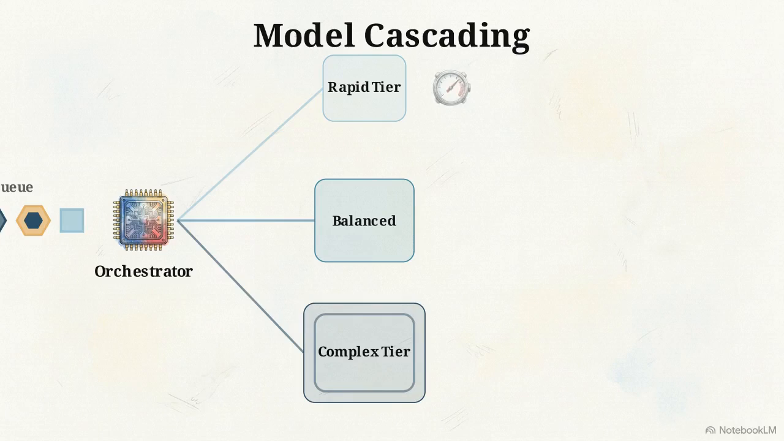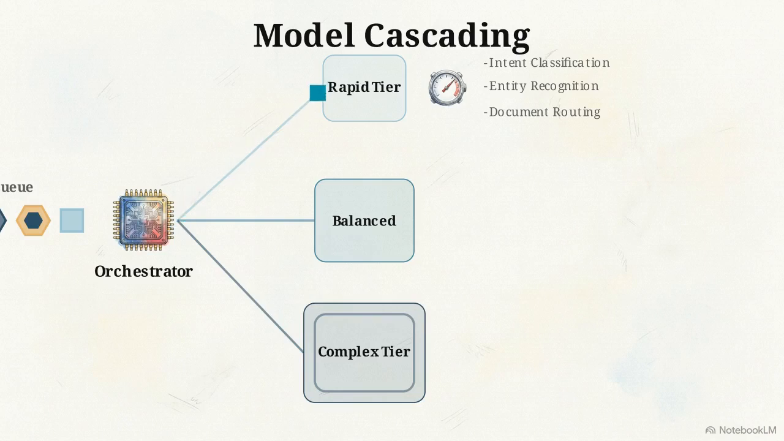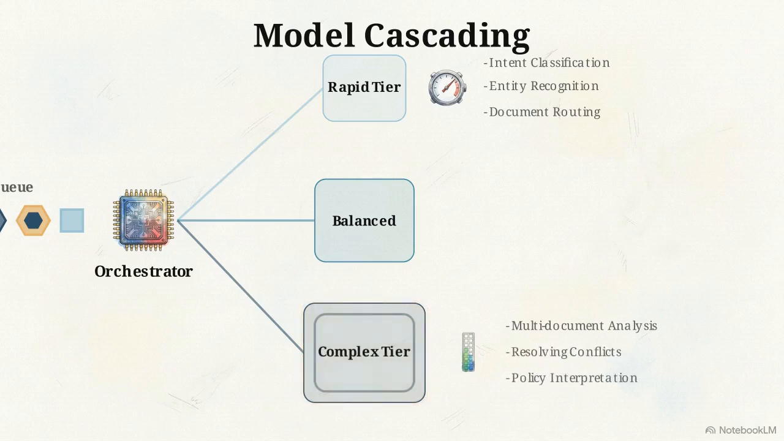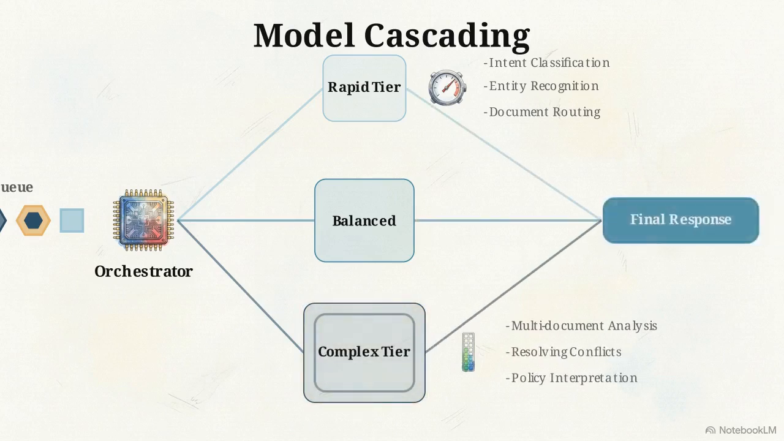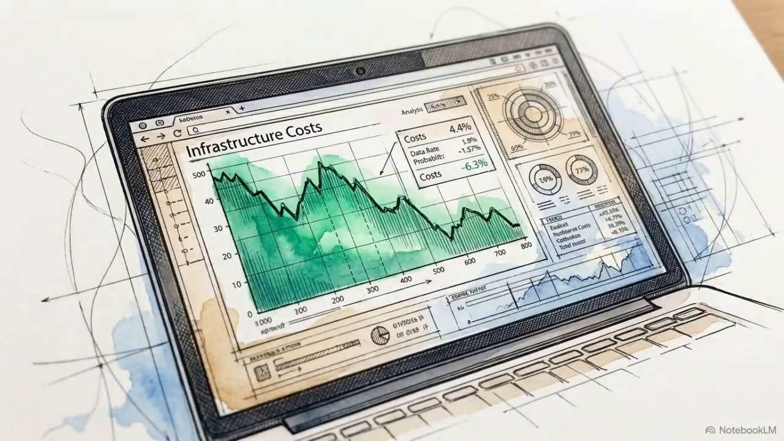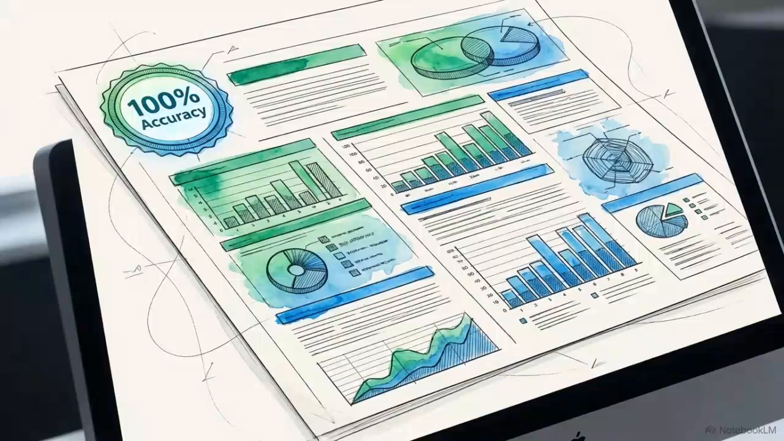Lightweight tasks like intent classification, entity recognition, and document routing are pushed directly to the smaller, much faster models. They execute these tasks efficiently without any bottleneck. The large frontier models are strictly reserved for tasks that actually require multi-document analysis, resolving conflicting information, or deep business policy interpretation. By matching model scale directly to task complexity, architects protect their inference budget, while maintaining the exact same reasoning quality in the final output.